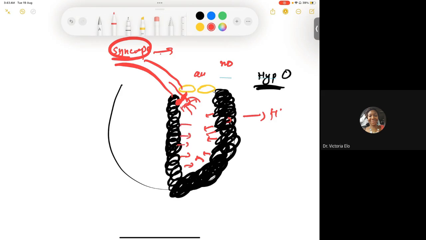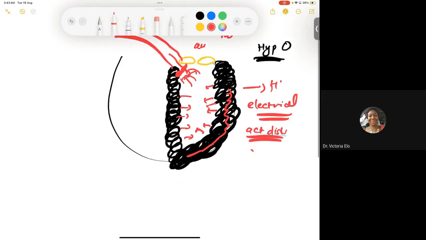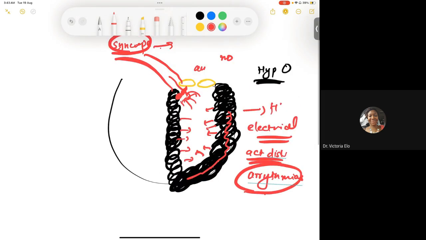We know that a lot of sarcomeres are being laid down, so it would disrupt the electrical activity of the heart. And as the electrical activity of the heart is disrupted, it would lead to different arrhythmias. Is it clear? Okay, fine. So this was all about hypertrophic obstructive cardiomyopathy.